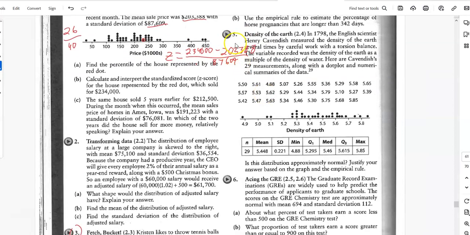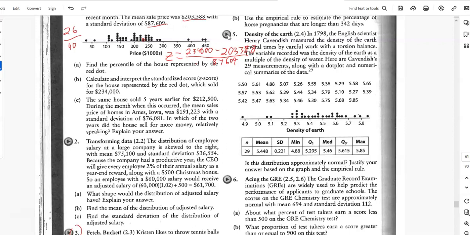Density of the Earth. In 1798, the English scientist Henry Cavendish measured the density of the Earth several times by careful work with a torsion balance. The variable recorded the density of the Earth as a multiple of the density of water. Here are the 29 measurements with a dot plot and numerical summaries of the data. Okay, so it's got all that listed out there for you.